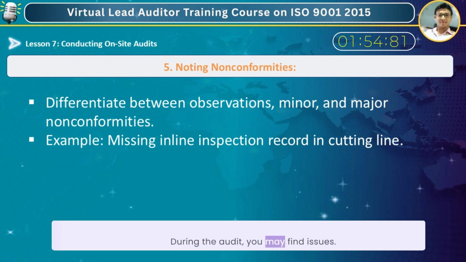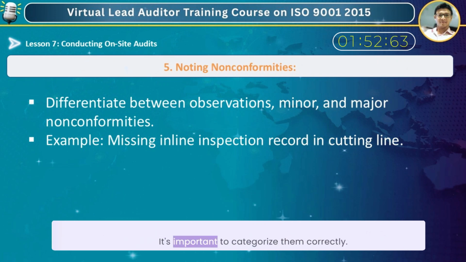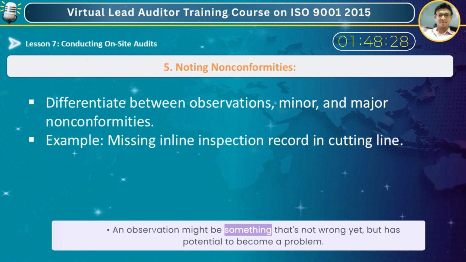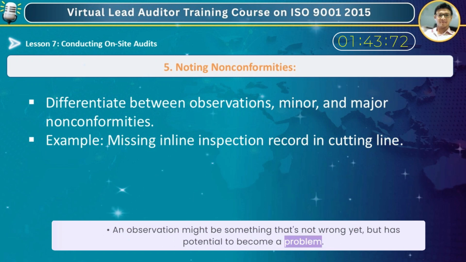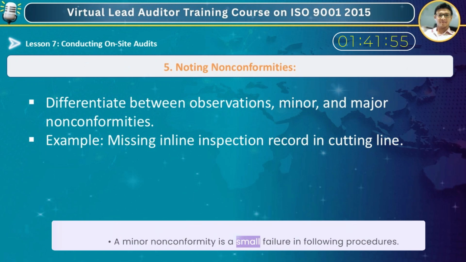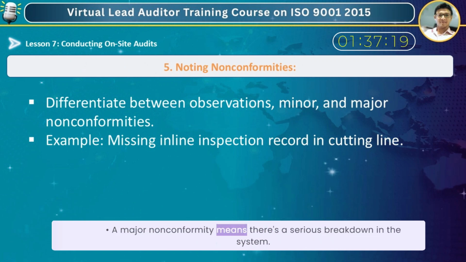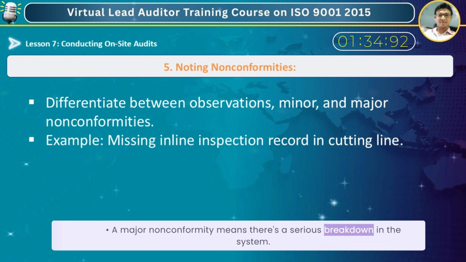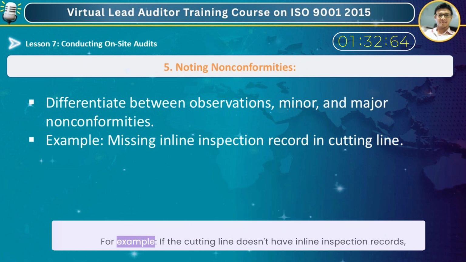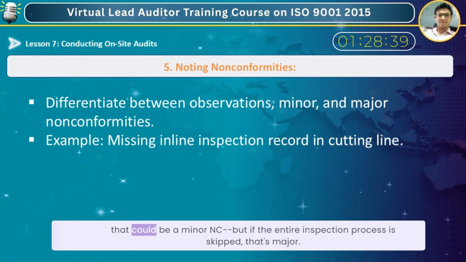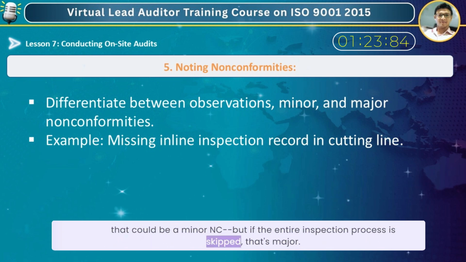During the audit, you may find issues. It's important to categorize them correctly. An observation might be something that's not wrong yet, but has potential to become a problem. A minor nonconformity is a small failure in following procedures. A major nonconformity means there's a serious breakdown in the system. For example, if the cutting line doesn't have inline inspection records, that could be a minor NC, but if the entire inspection process is skipped, that's major.